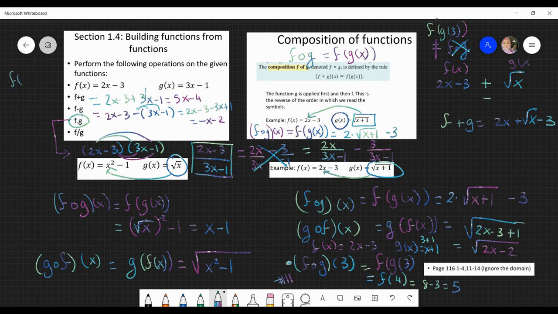But if I give you this, it means start with g, apply it, and then the result, take it and put it in f of x. If you are given a specific input, like in this case, it will be easy to work with numbers. If you're given a general input like x, then you will just be working with functions. And I hope this helps.